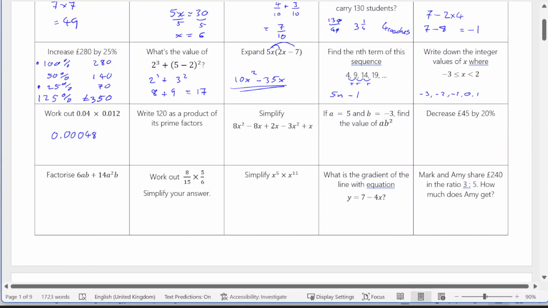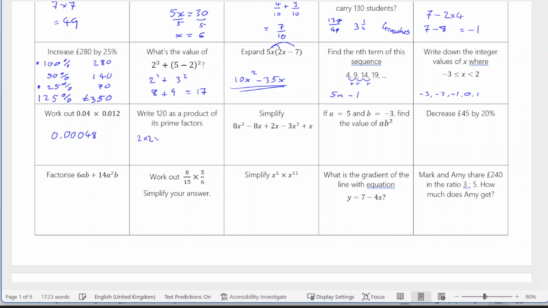And you could say that 120 is going to be 2 times 60, which is 2 times 30, which is 2 times 15, which is 3 times 5. But I would probably recommend breaking it down with a factor tree unless you're very used to product of prime factors. Okay, simplify. So we're going to collect like terms.